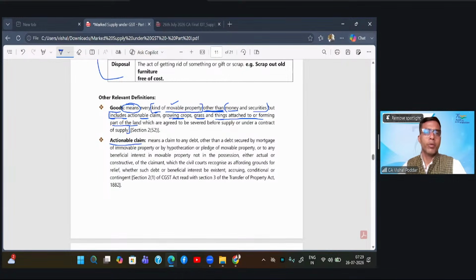Now, interestingly, when you read all this, growing crops, grass, things attached to land, you will say, sir, wait, you said here it should be movable. Now, how can they include immovable? Firstly, if the lawmaker wants, they can include immovable also, but here they have not included immovable. This is what is important. Why? Because for all this, there is a condition.